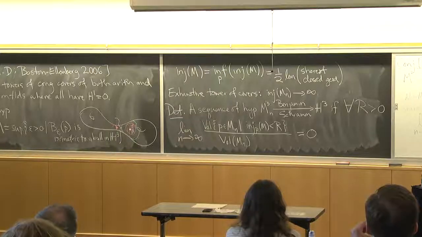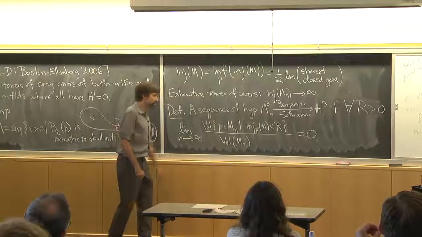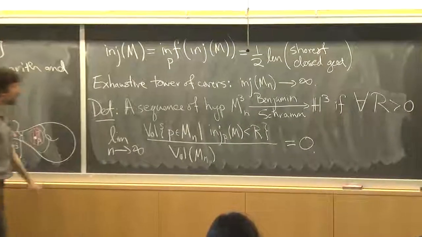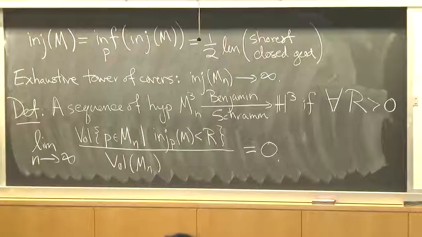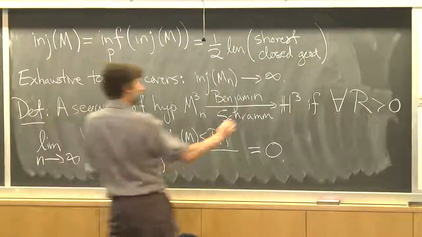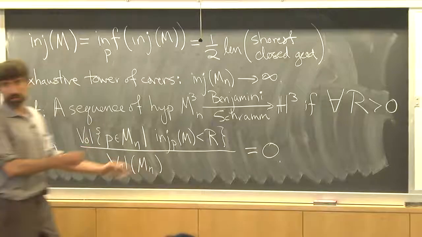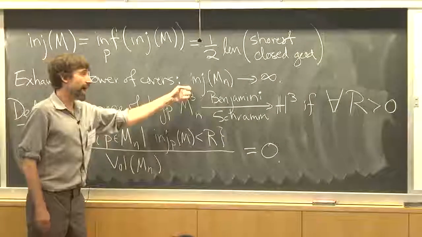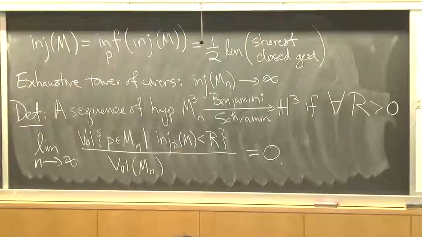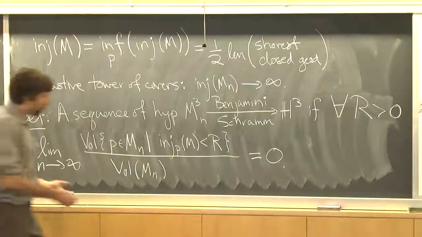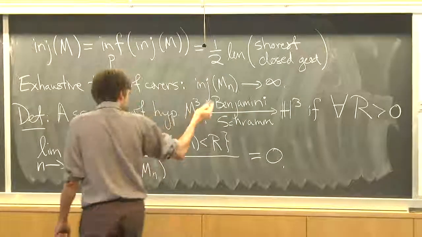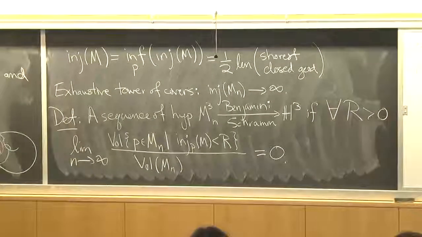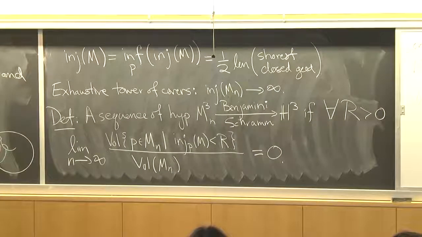So this is a weaker condition than saying the injectivity radius of Mn goes to infinity. Right, so an exhaustive tower of covers is certainly an example of something that's Benjamini-Schramm converging. And if, like probably all of you, you're seeing this for the first time, I would recommend just thinking of that as the definition. But unlike what we were talking about before, these manifolds are not connected to each other. They're not covers of a fixed thing. They're just in a list.